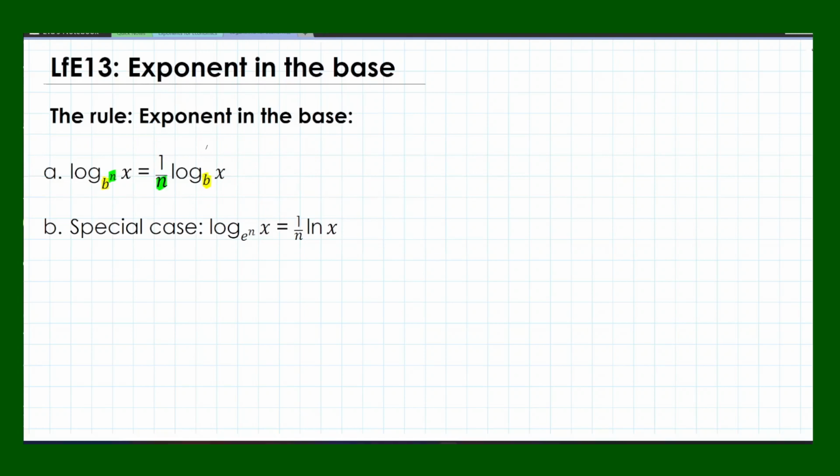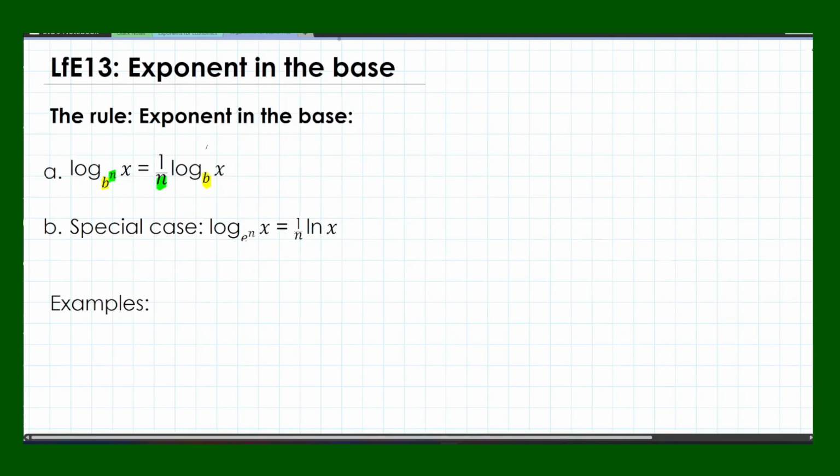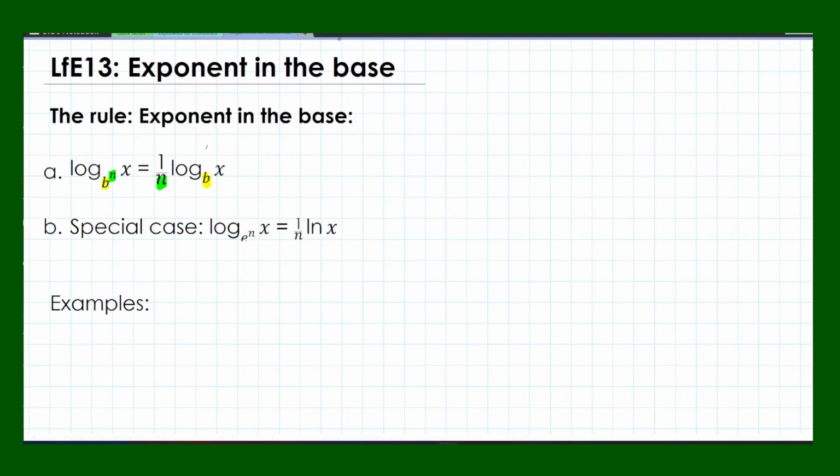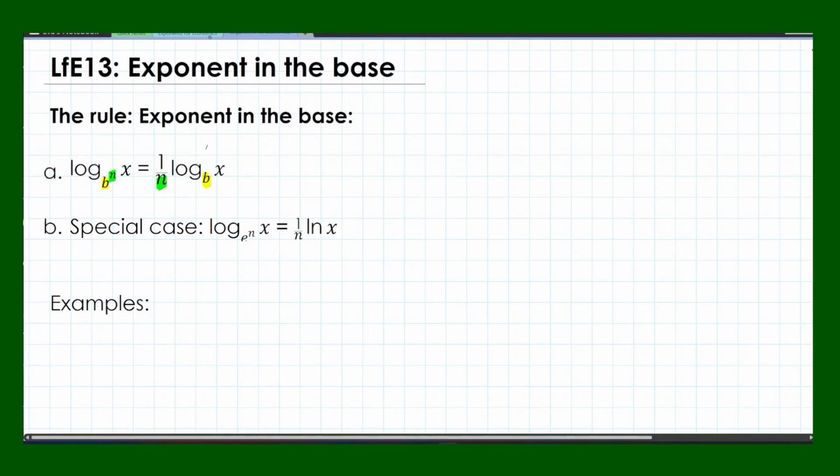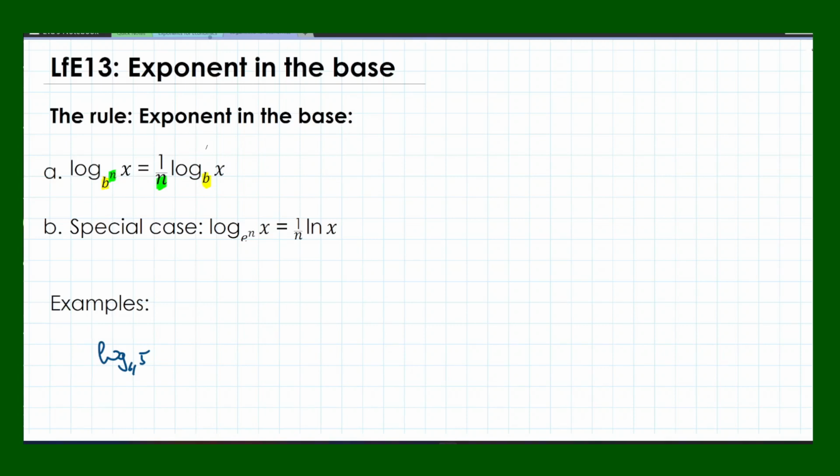So what would it look like in the case of the natural logarithm, which is very often used in economics? It would look something like log e to the n of x equals 1 over n times ln x. So let us have a look at some examples and have a feel for whether this rule is true or not. For example, if we had log base 4 of 5, first of all, we recognize that 4 is equal to 2 squared. So this is the same as log base 2 squared of 5.